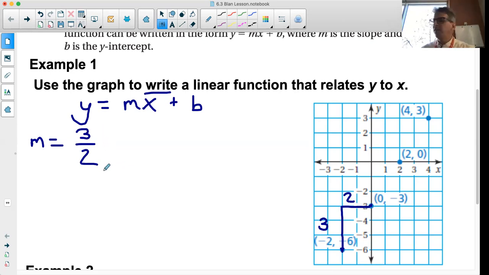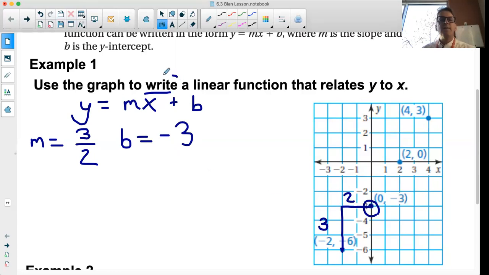In the book, you're going to notice that they actually do take 2 points and use those 2 points to find the slope. Now I'm going to focus on this point right here, (0, -3), because that would be considered the intercept. Right where I circled, at y equals -3, is where it crosses the y-axis. So in this case, b is equal to -3. The line crosses the y-axis at (0, -3), so the y-intercept is -3.